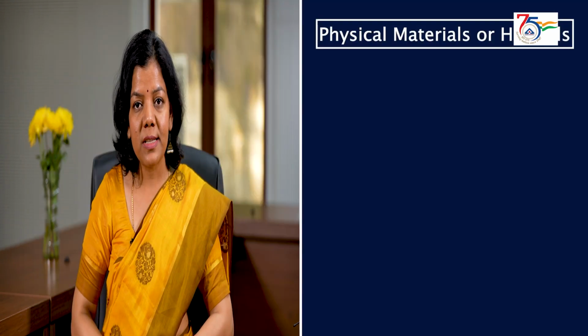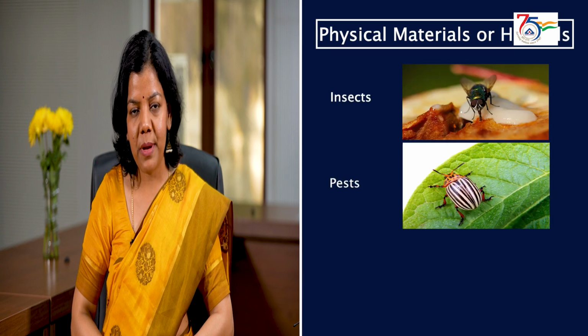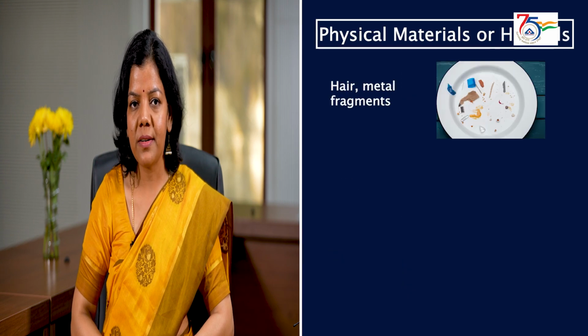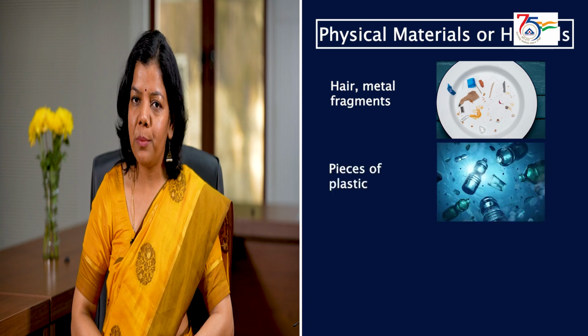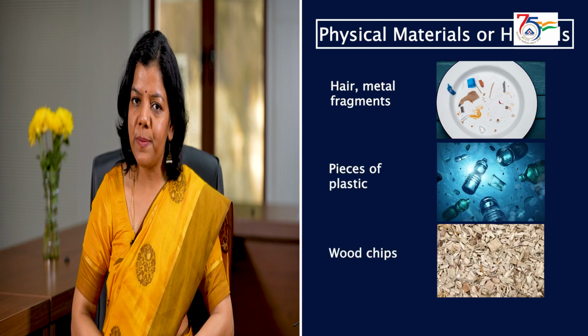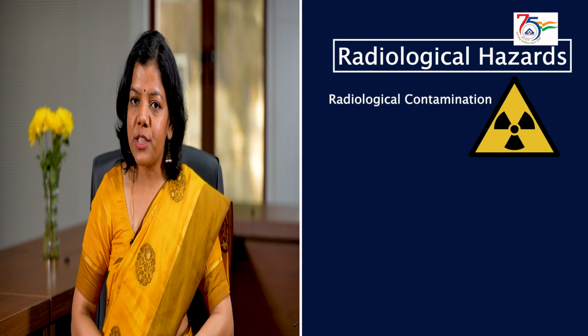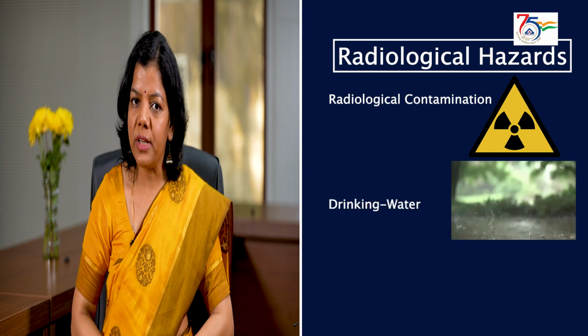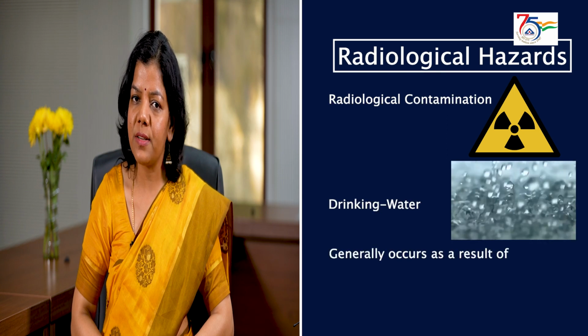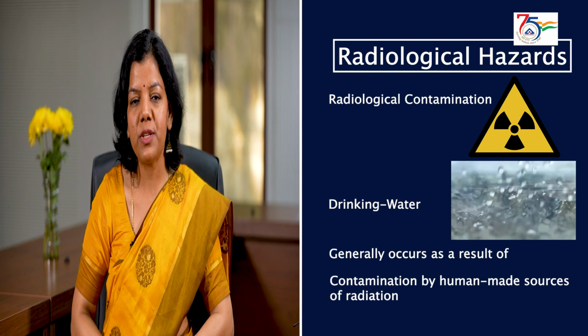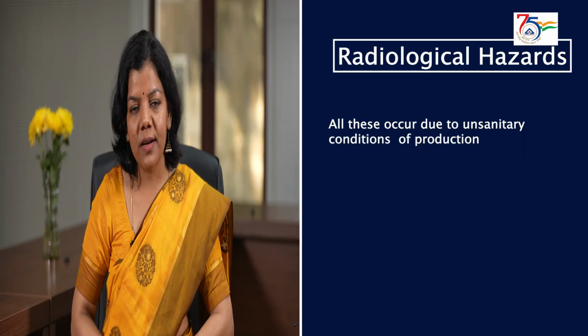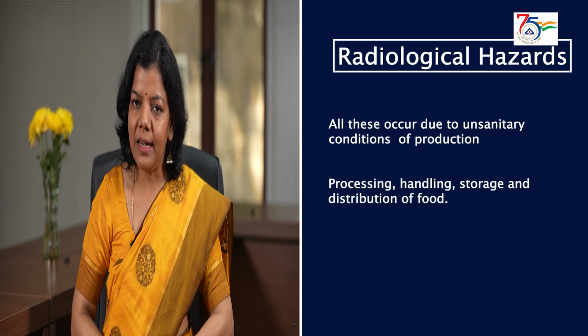Physical materials or hazards are like insects, pests, filth, hair, metal fragments, pieces of plastic, wood chips, and glass, and any other extraneous visible matter. Now come to the radiological hazards. It consists of radiological contamination of drinking water, generally occurs as a result of contamination by human-made sources of radiation. All these occur due to unsanitary conditions of production, processing, handling, storage, and distribution of food.